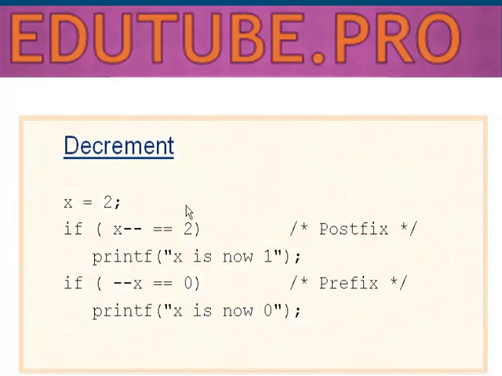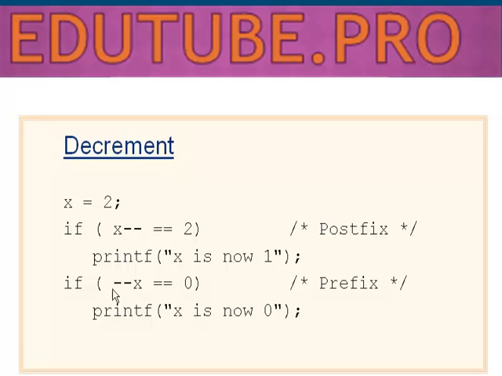Decrement works just the same way. Here we're going to set up and say that x is equal to 2, and if x-- decrement is equal to 2, that's our postfix, and that will be the case because we will do the comparison first because we have the postfix decrement. We'll do our comparison. x is in fact 2. We'll come down here and we'll say that x is now equal to 1, because we have decremented x at that point, so it has gone down to 1.